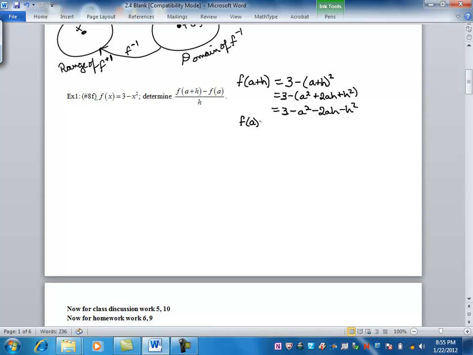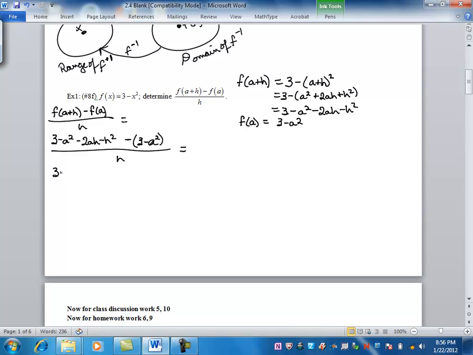And then f of a, well, what is this? This is 3 minus a squared. So now that we've got these values identified, let's look over here. f of a plus h minus f of a all over h. Let's plug in. We know that f of a plus h looks like 3 minus a squared minus 2ah minus h squared, minus f of a. I'm going to put this in parentheses, the quantity 3 minus a squared, all over h. Now we'll simply simplify this. 3 minus a squared minus 2ah minus h squared minus 3 plus a squared all over h.